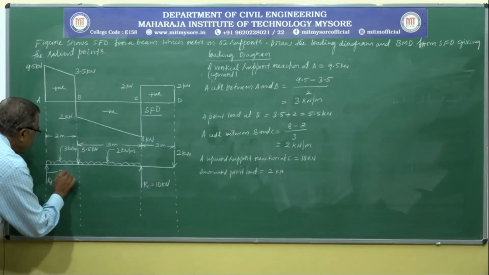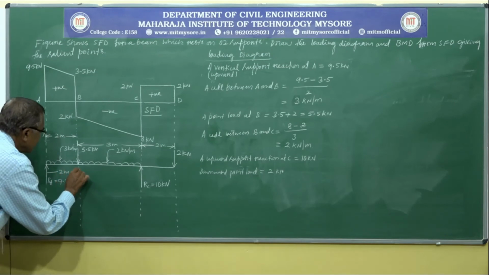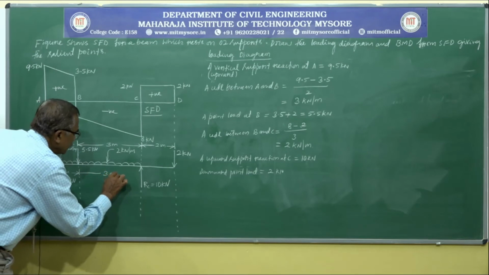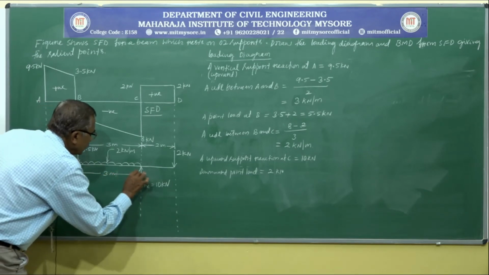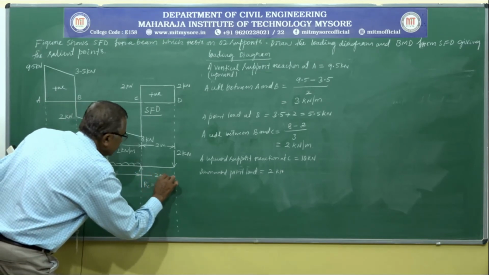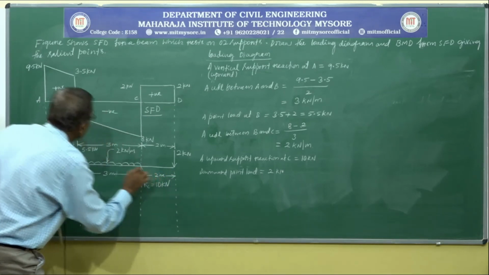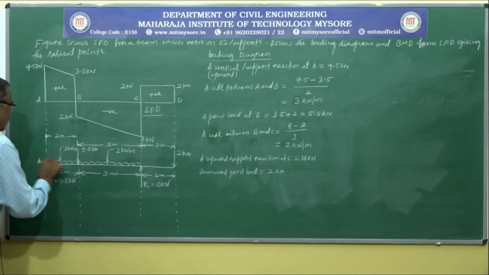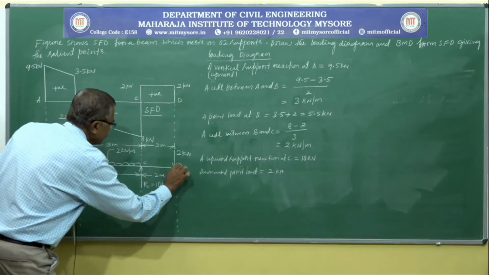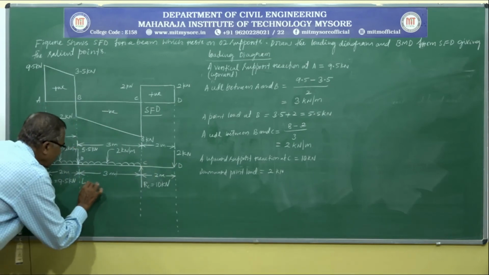So mention the spans: 2 meter, 3 meters, last one it is 2 meter. A, B, C, D. This is our loading diagram.